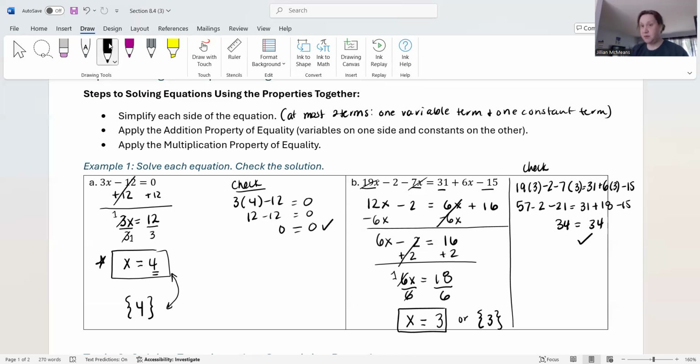Just remember, the name of this game is to maintain balance. Whatever you do to the left, do to the right when it comes to applying these properties, but you don't want to apply these properties until you get the left and right as simplified as you possibly can. So that means combine like terms, do whatever you need to do to simplify the left and right. You want at most 2 terms on the left, at most 2 terms on the right, and then start applying these properties. Okay, so in the next example, we're going to look at what you do if you have parentheses as well.